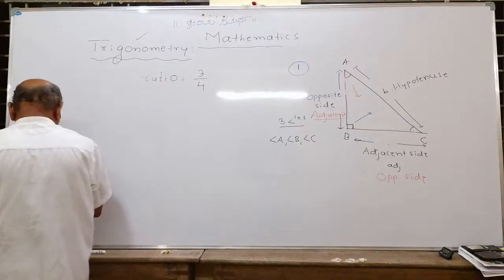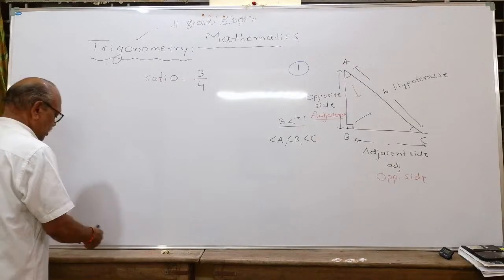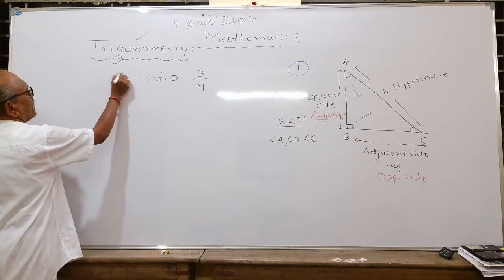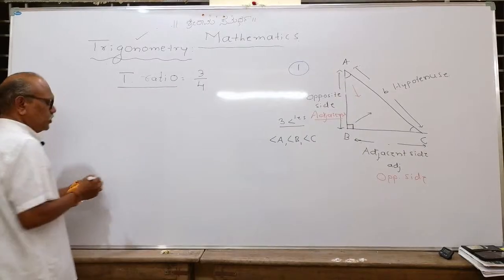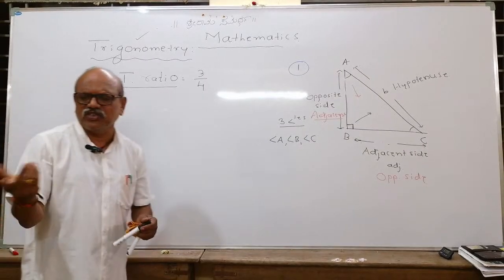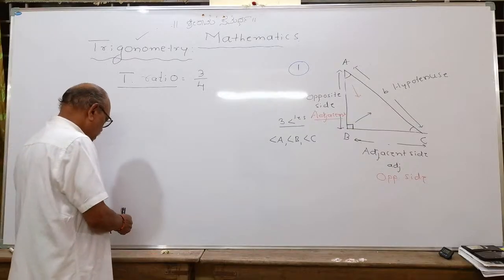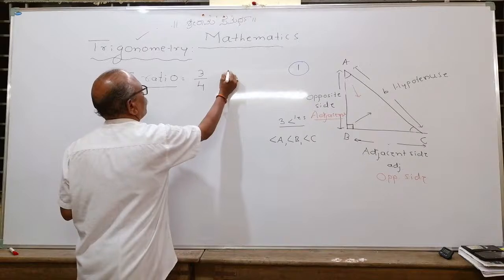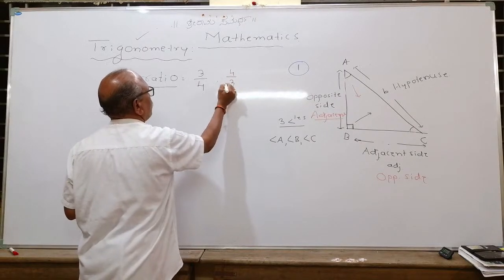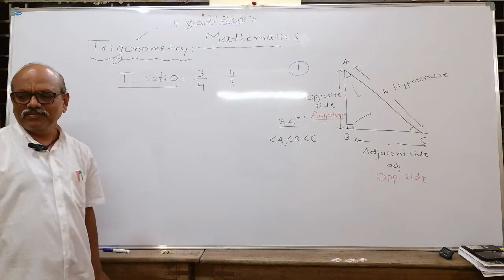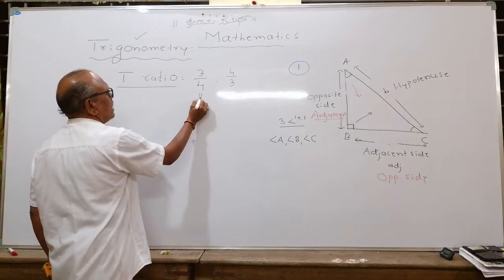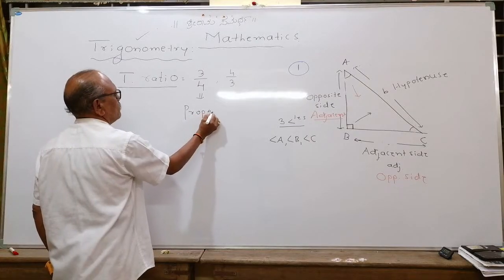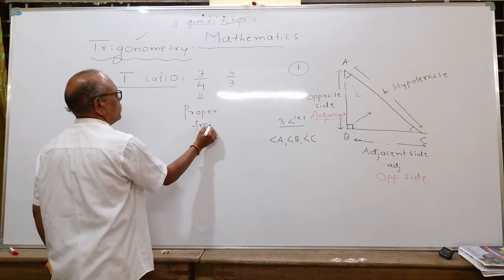Let us come to the second point you have to understand. Ratio, that is T ratios, meaning trigonometric ratios. What do you mean by ratio? Any ratio is a fraction. 3 by 4 is a fraction, right? Then 4 by 3 is a fraction. What is the difference between 3 by 4 and 4 by 3? 3 by 4 we call a proper fraction, or proper ratio.